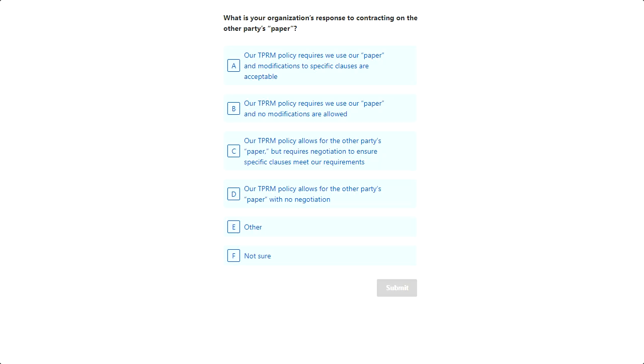The next poll question is, what is your company's response to contracting on the other party's paper? Our policy requires we use our paper and modifications to specific clauses are acceptable. Our policy requires we use our paper and no modifications are allowed. Our policy allows for the other party's paper but requires negotiation to ensure specific clauses meet our requirements. Our policy allows for the other party's paper with no negotiation, or you're not sure.